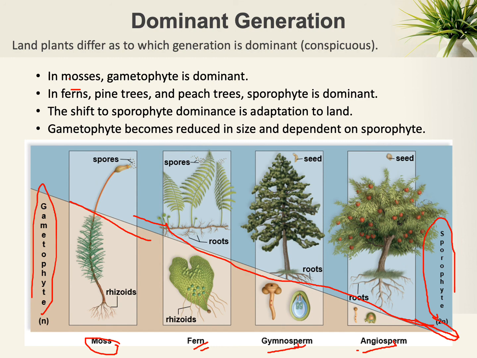In the moss and the fern, spores disperse. In the gymnosperm and angiosperm, seeds disperse. This part here is spores, and these are seeds. That is all for the first part of the lecture, which is 23.1. We will go into details on each of the phyla or lineages.